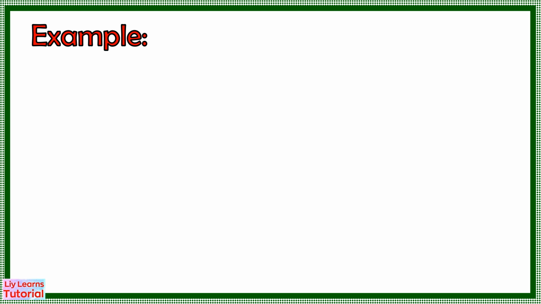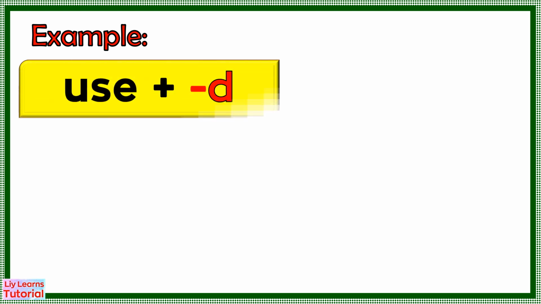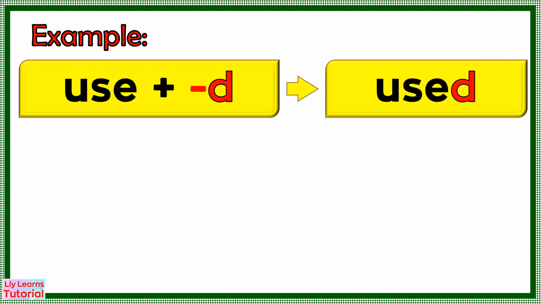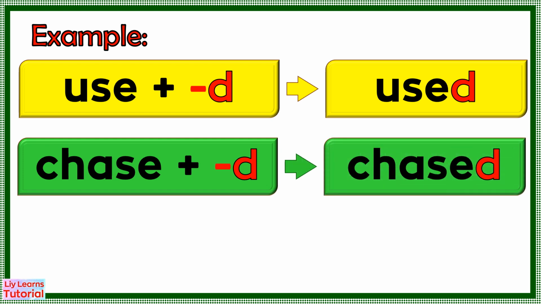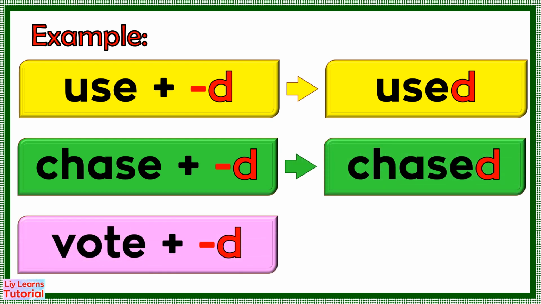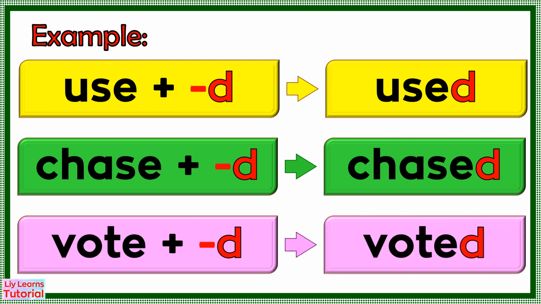Here are some more examples. Use plus D becomes used. Chase plus D becomes chased. And vote plus D becomes voted.